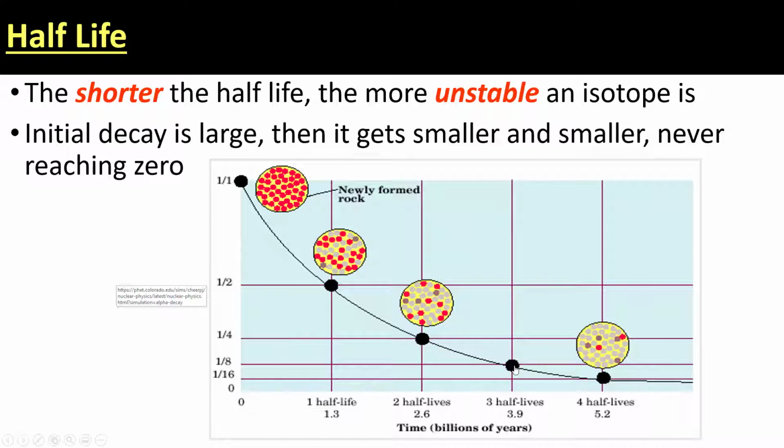And after another half-life, we take another half of the original and cut it in half, so you wind up with 12.5%. And then finally, after 4 half-lives, 6.25%. And what that time takes is essentially 1.3 plus 1.3 plus 1.3 plus 1.3 billion years for a total of 4 half-lives.